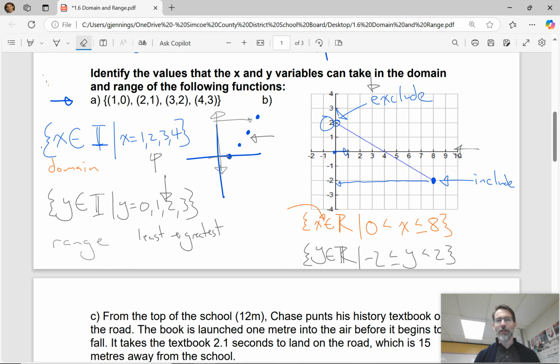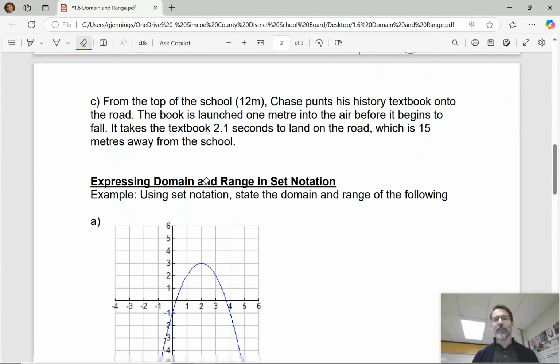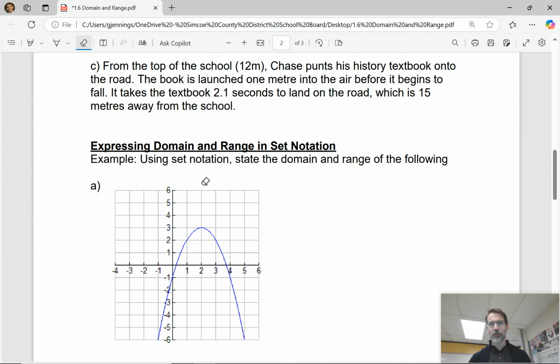Okay. Now, here is a thing that I saw Chase doing, because Chase is not a big fan of history, I guess. So he punted his history textbook off of the school, which is 12 meters tall. I don't think it is that tall, but maybe in some places it is. Anyway, he punted it like that. And guess what it did? The book is launched 1 meter into the air before it begins to fall, and it takes the textbook 2.1 seconds to land on the road, which is 15 meters away from the school.